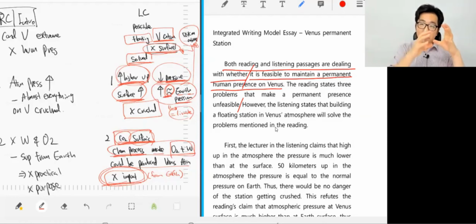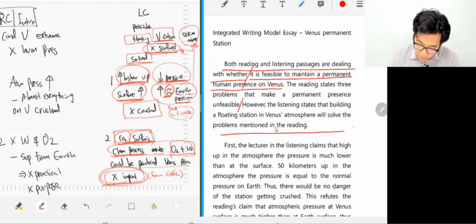So, both reading and listening are the topic of discussion, the common topic they're discussing. The second sentence, reading says this, reading's thesis of introduction. However, listening says that. Okay? The thesis of the listening. Cool. Done and dusted. Body 1.